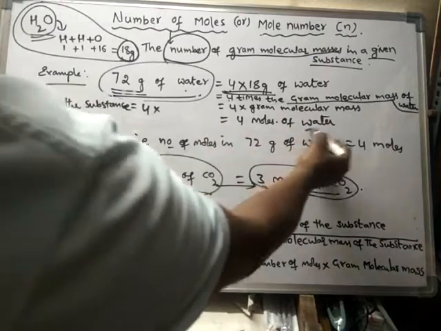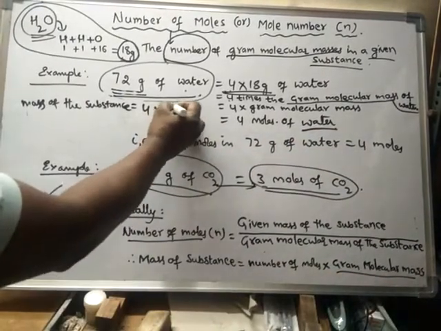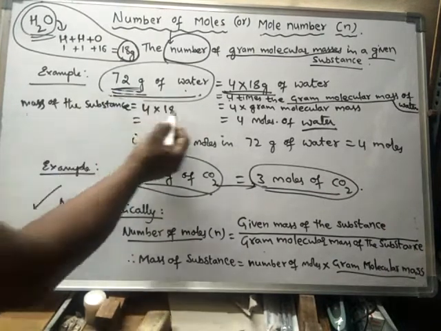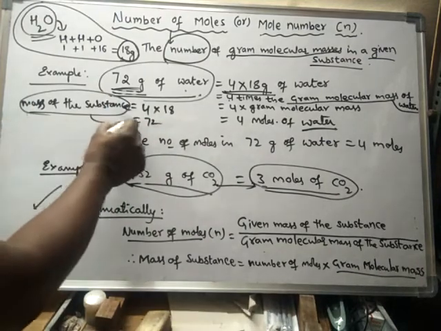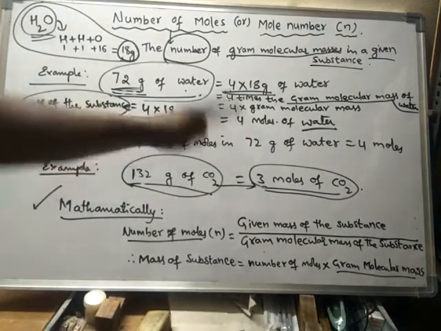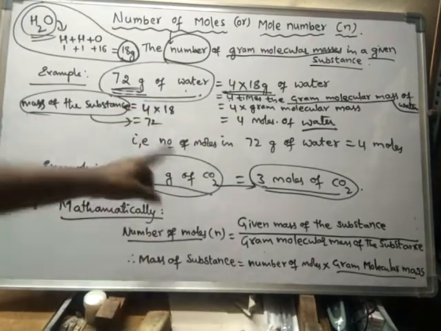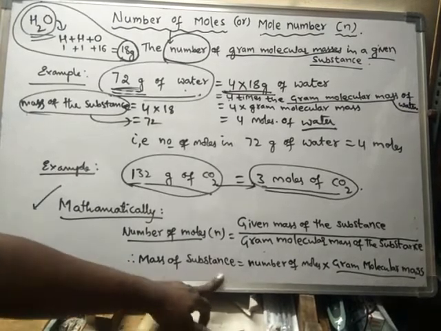So what is the substance? Water. What is the gram molecular mass of water? It is 18. So how much will it be? It will be equal to 72. 4 into 18 is equal to 72. So that means the mass of the substance will be 72. So in the reverse way also we can get it. This relationship is proved. That means the mass of the substance can be known.